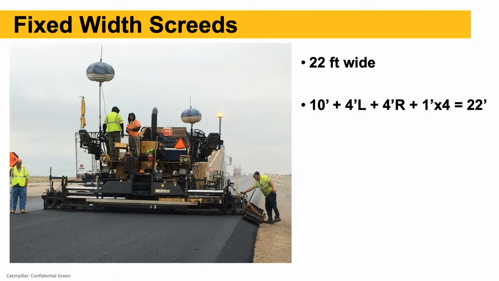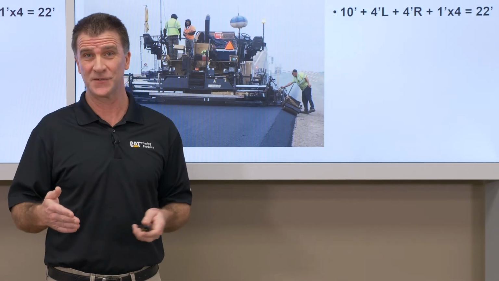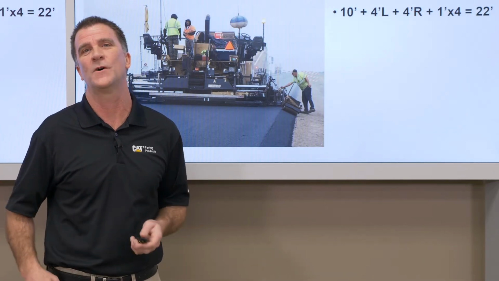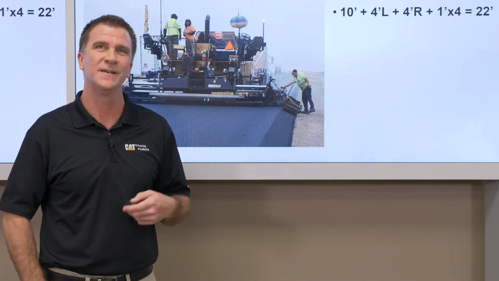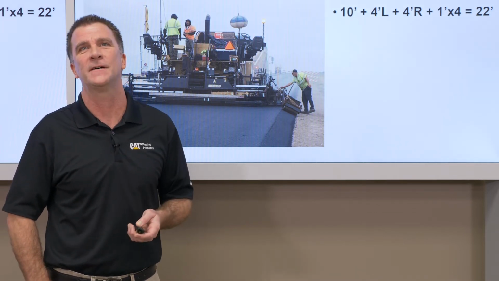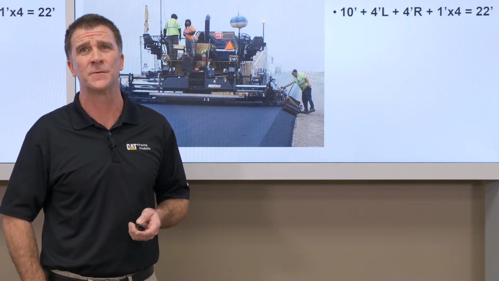Fixed width screeds are not used as much nowadays as they were in the past, but basically, a fixed width screed, instead of being hydraulic extendable, has bolt-on extensions on the outer edges of the screed. So they're fixed or rigid extensions. They come in different width sections, 1 foot, 2 foot, that can be bolted on. Once a fixed width screed is set up, you can't vary that width while you're paving. They tend to be a little more rigid, but you're not able to vary the width as you're paving.